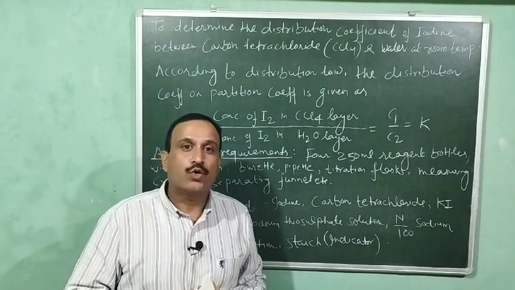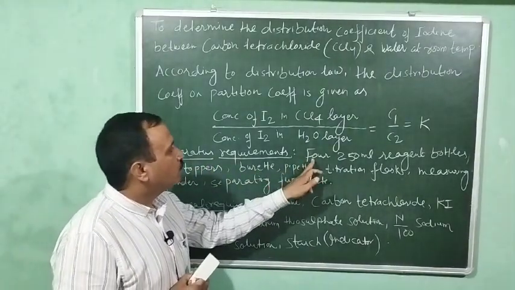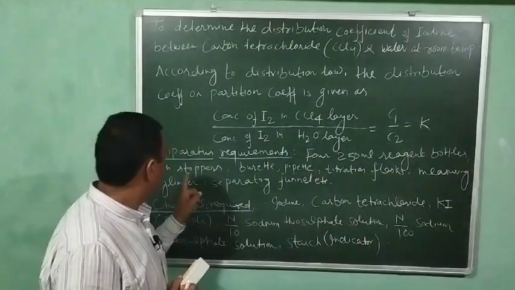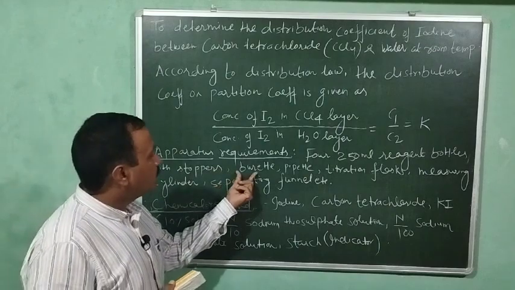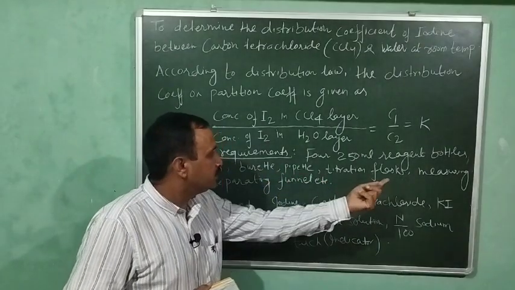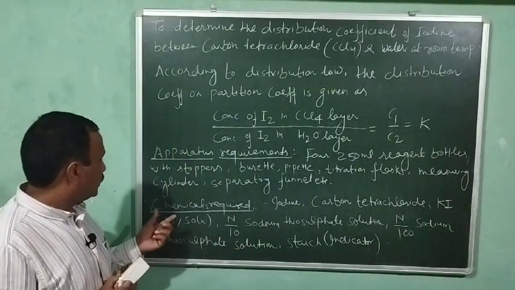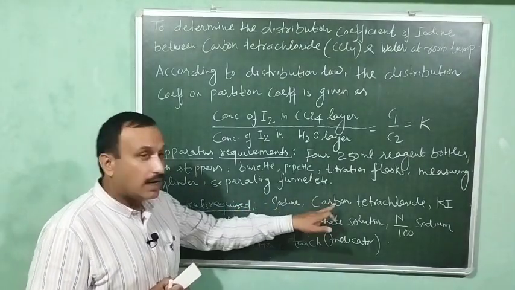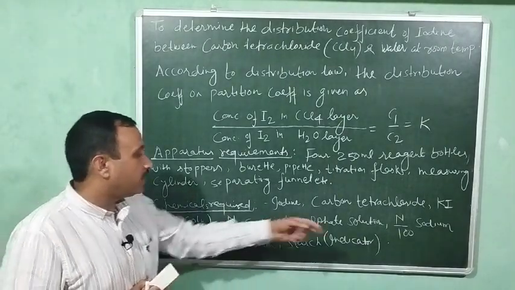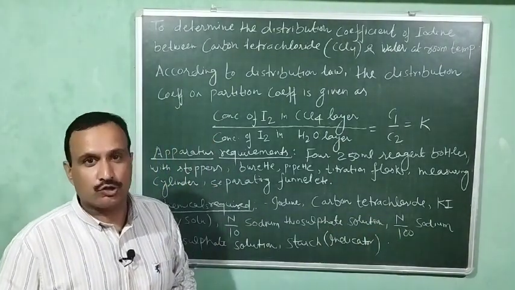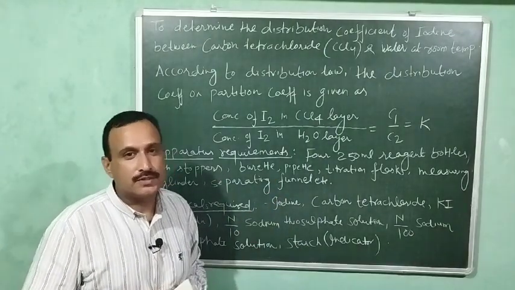And now let us discuss the requirements of this experiment. So the apparatus required are, we will require 4 250 ml reagent bottles with stoppers, and stoppers will be of glass. Then burette, pipette, titration flask, then measuring cylinder and separating funnel. And chemicals required are iodine, carbon tetrachloride, 10% solution of potassium iodide, N by 10 and N by 100 sodium thiosulfate solutions, and starch indicator. So these are the requirements of this experiment.